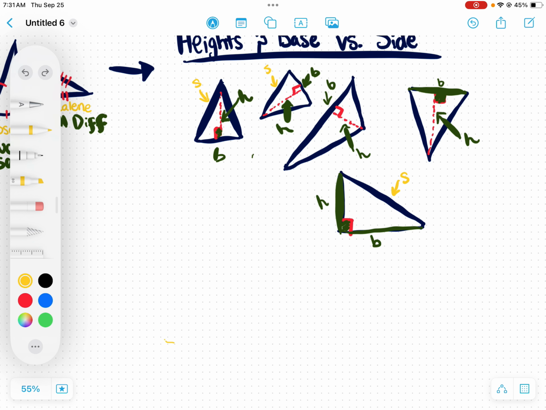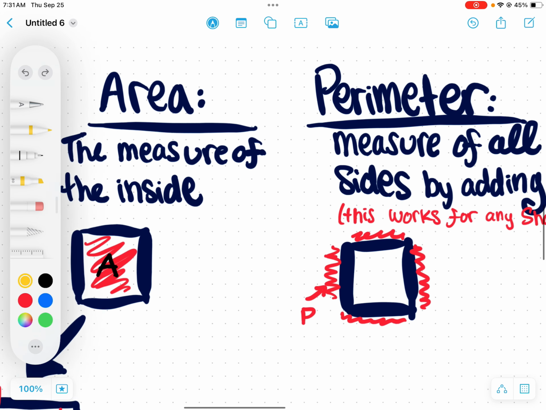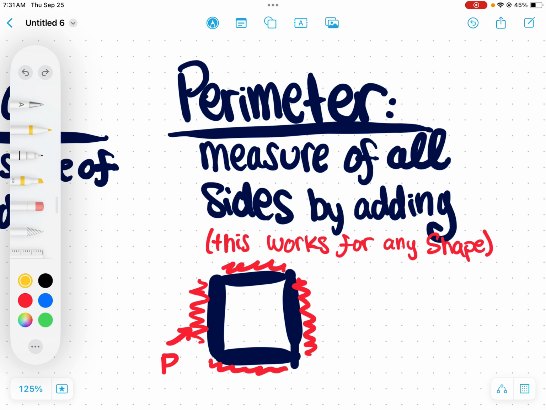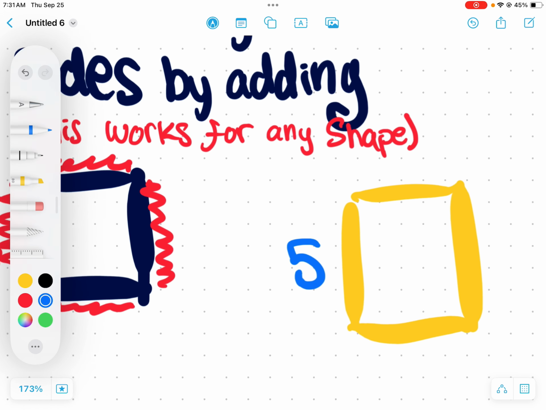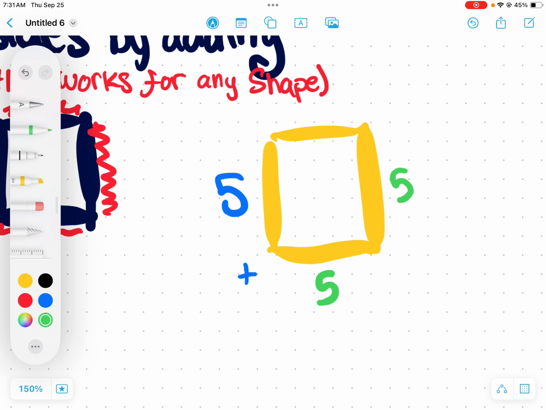So with that in mind, let's now talk about some area and perimeter. First off, let's talk about perimeter. Perimeter is the measure of all of the sides added together, okay? So if you have a shape, you're just going to add all of the sides together. With a square, we know that all of the sides are the same, that they are all equal. So if I was trying to find the perimeter of this square right here, I'm going to go ahead and do 5, add 5, add 5, add 5.